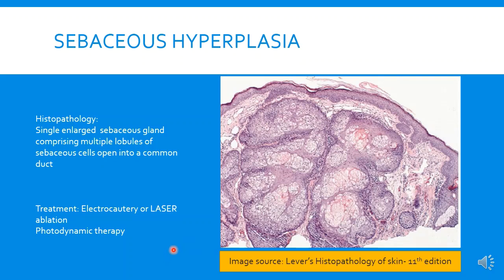When you look at sebaceous hyperplasia, you should always think about any immunosuppression or any treatment induced, like cyclosporin induced, or is there any syndromic association.